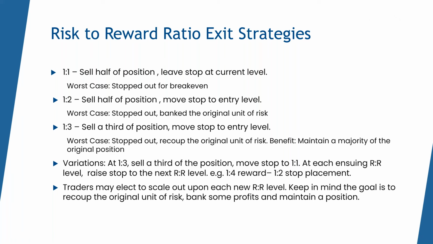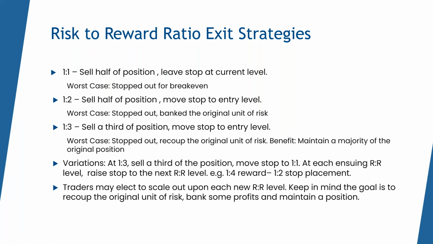So if I get to 3-to-1, now what I could do is, let's say I might move my stop and I might refrain from selling. Or I might sell increasingly smaller portions of my position. In other words, I could sell a third, and then when I get to 4-to-1, maybe only sell 25.